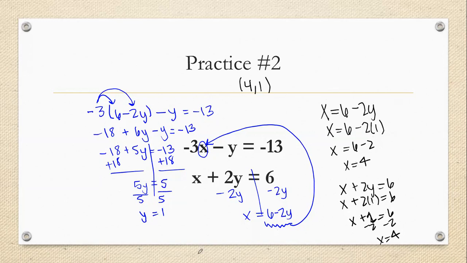Okay, look, if you didn't get that, look at where you might have gone wrong. And give me some feedback, because I want to help you if you're not understanding. It's done, right? So the solution would be 4, 1.